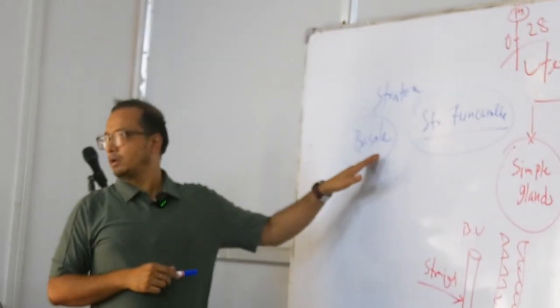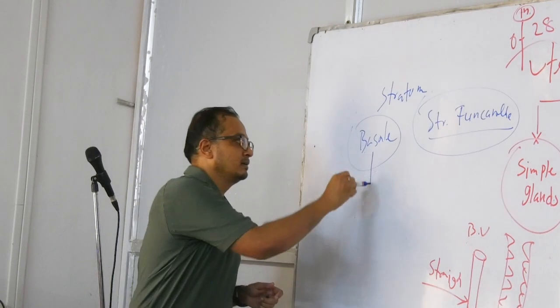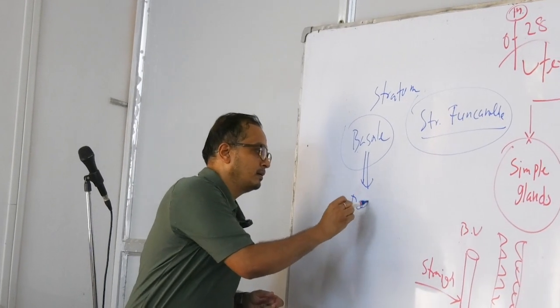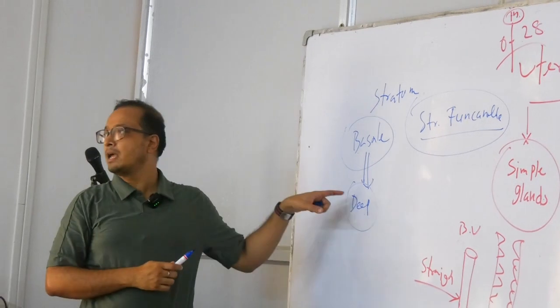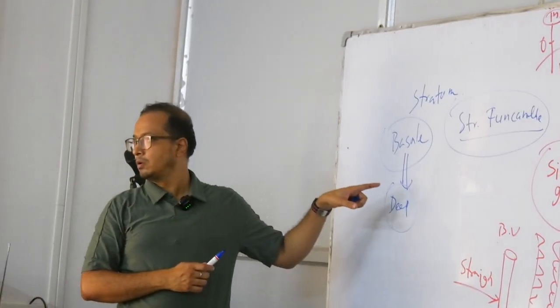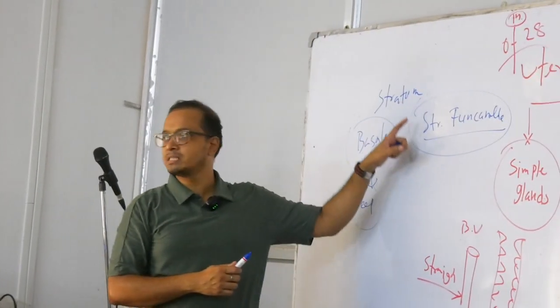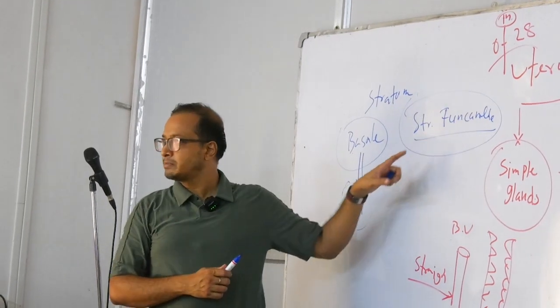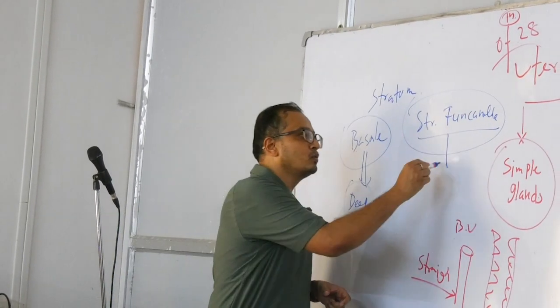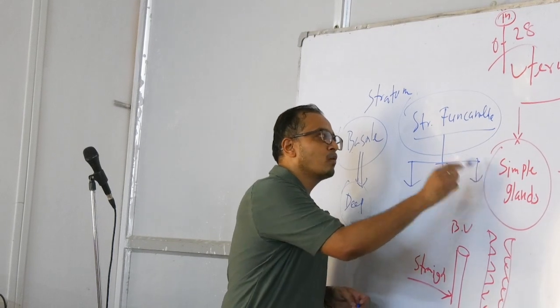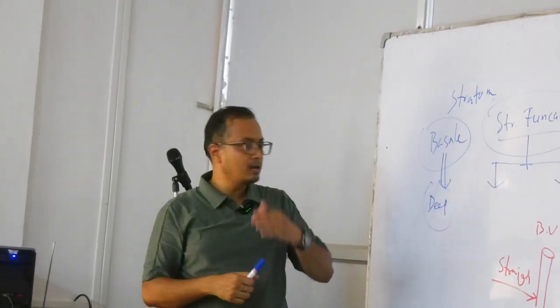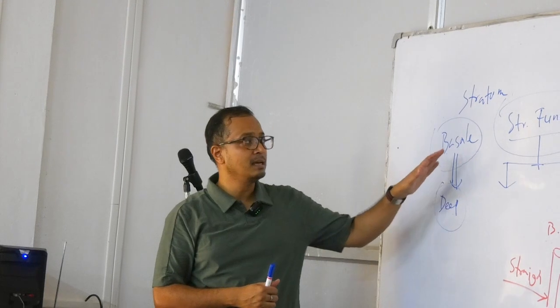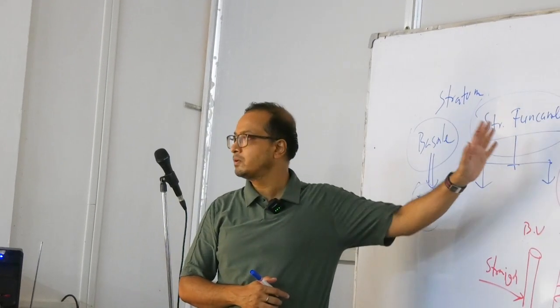The deepest one is the stratum basalis, which means it is lying on the muscle coat. The superficial layer we call the stratum functionalis, which is again subdivided into two different coats. If you cannot memorize all the detailed complex things here, just memorize the stratum basalis and stratum functionalis at this point.